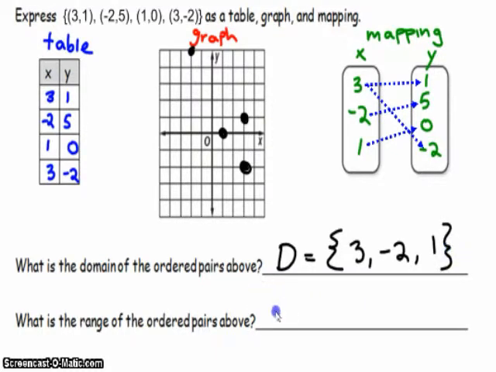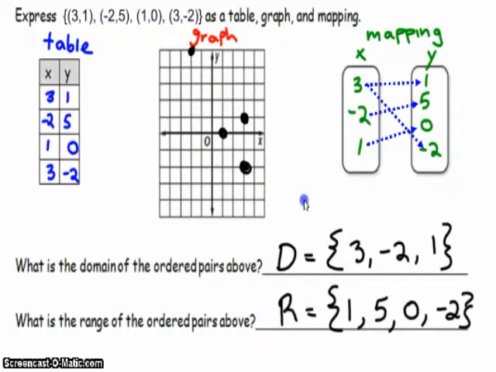And then the range: 1, 5, 0, negative 2. And we have stated the domain and the range of this relation.